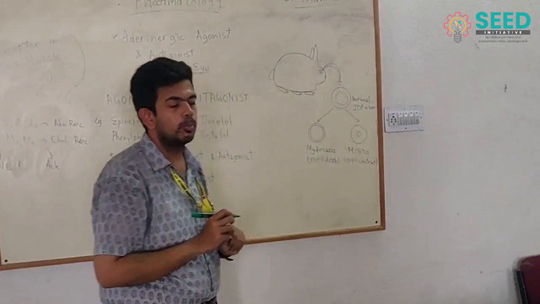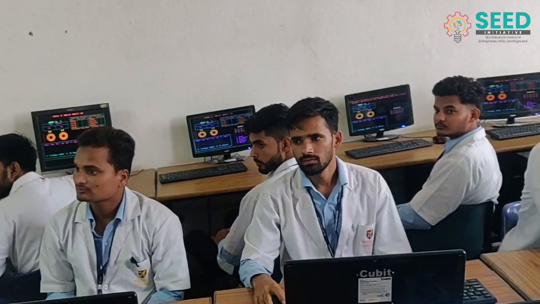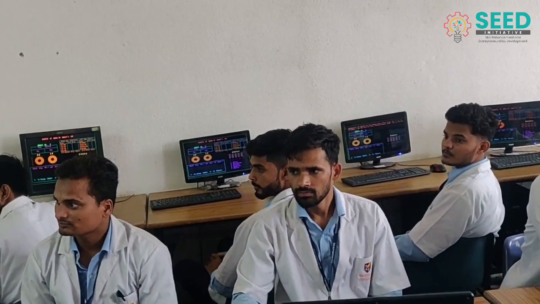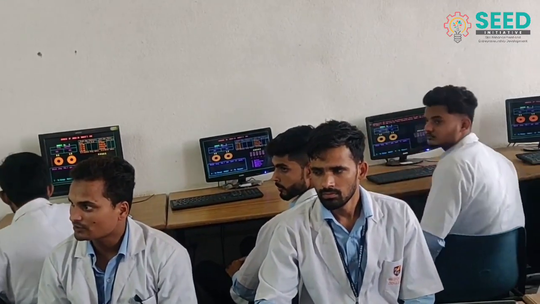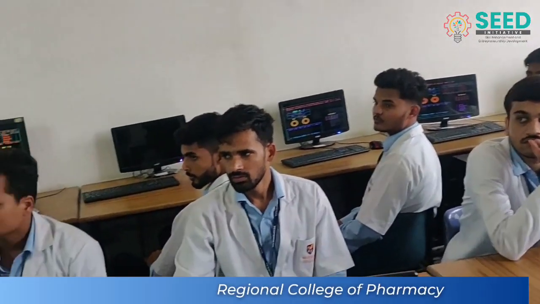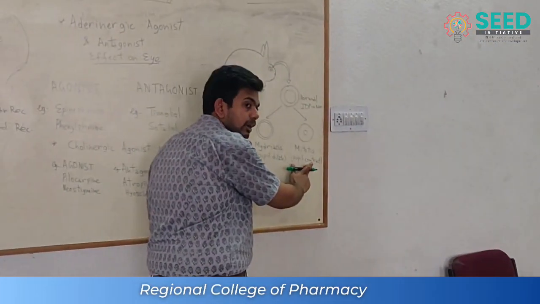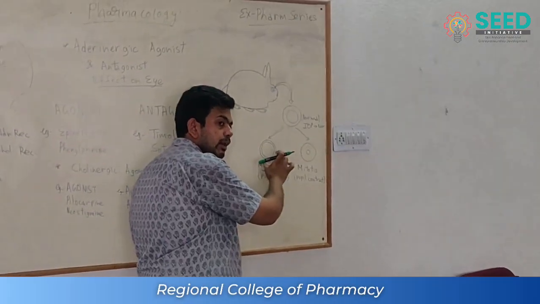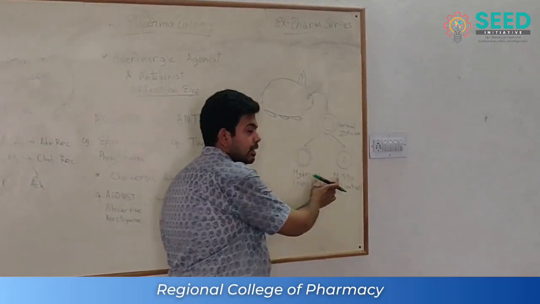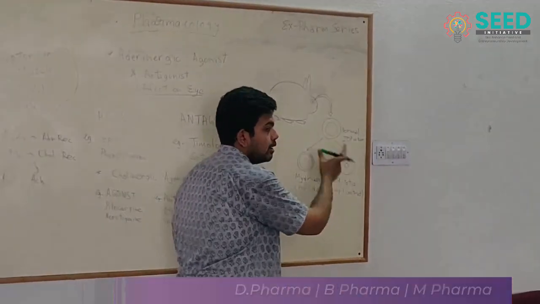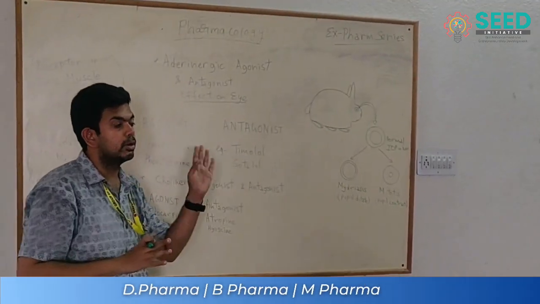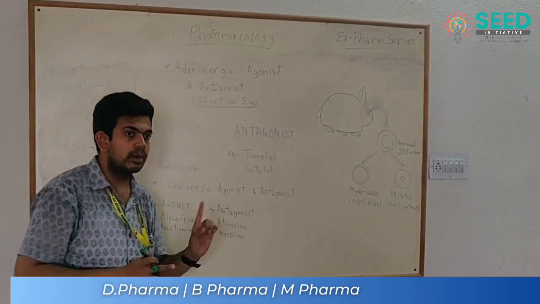What is IOP? IOP stands for intraocular pressure, the amount of pressure that is given by aqueous humor in your eye. Aqueous humor is the fluid in the eye. Okay, I have written some words, mydriasis and miosis. Mydriasis means pupil dilation and miosis means pupil contraction. So आंखों की पुतलियां बड़ी होना is mydriasis, and आंखों की पुतलियां सिकुड़ना is miosis. It is not the mitosis which you study in cell division. It is a different thing.